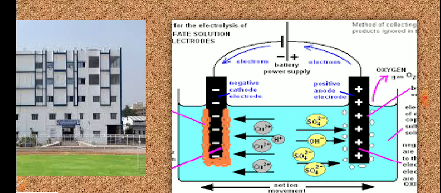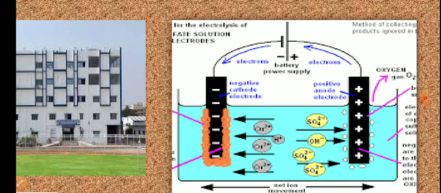Here the cathode is connected to a source of electricity, a battery or any kind of source of electricity. The cathode is connected to the negative side and the anode is connected to the positive side.